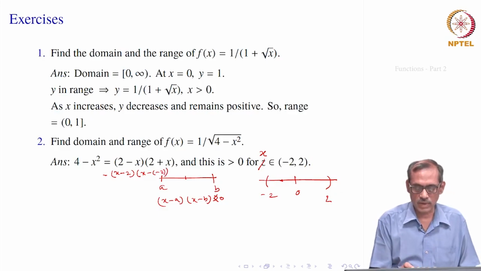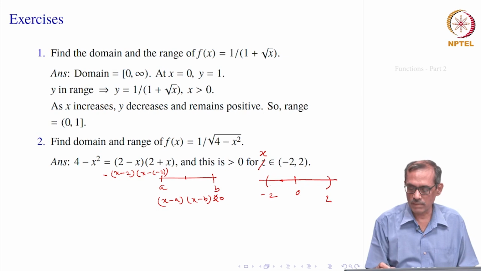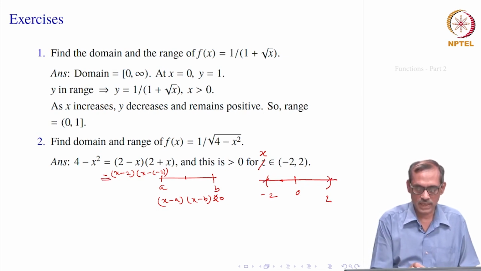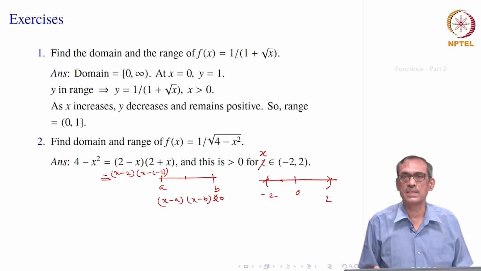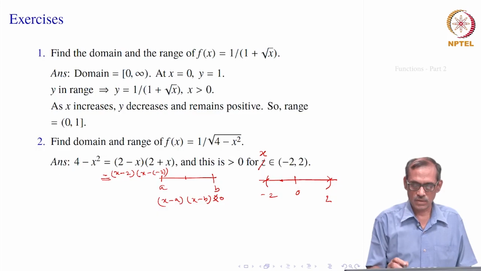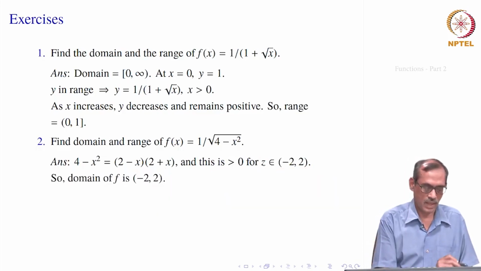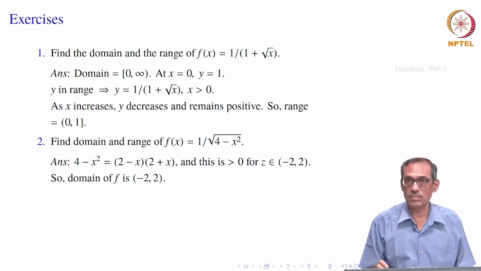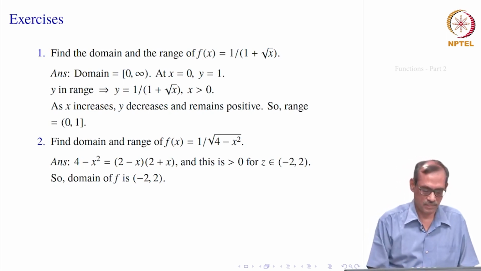So, (x minus 2) into (x minus minus 2) will remain negative if x is between minus 2 and 2, and there is a negative sign here. So, it is positive when it is within that. That will be easier to apply. So, the domain should be equal to the open interval minus 2 to 2.